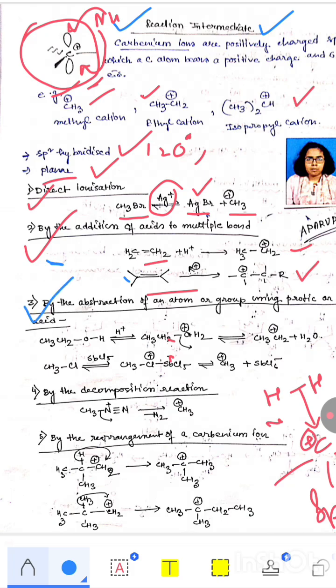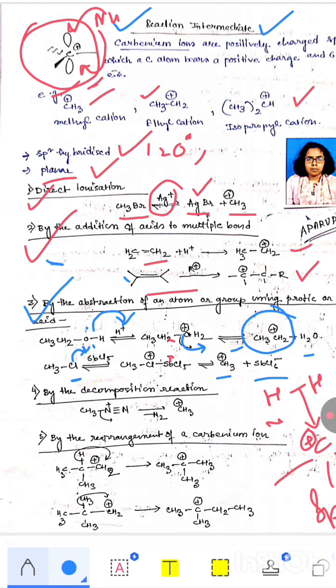Next one, by the abstraction of an atom or group using a protic acid. So first one, oxygen has a lone pair, you know, so it can abstract H plus, so OH2 can be eliminated. So ultimately there is again a carbocation, the ethyl cation, produced, and obviously the neutral molecule water is released. Similarly, when Cl has a lone pair, that should be coordinated with SbCl5. So ultimately SbCl6 minus can be produced along with a carbocation again.